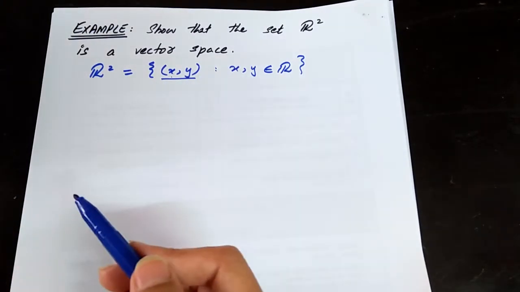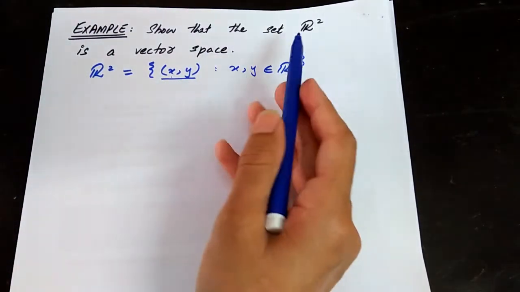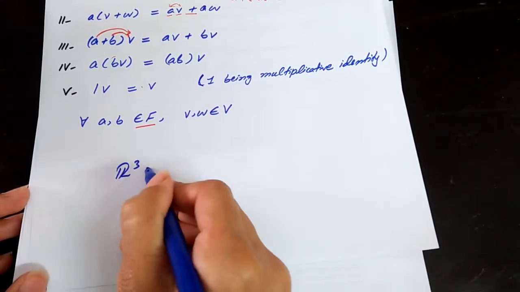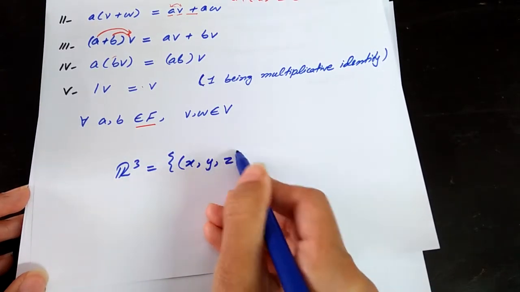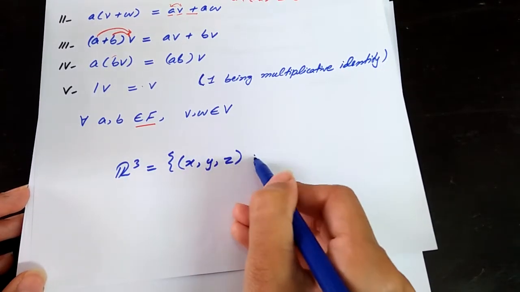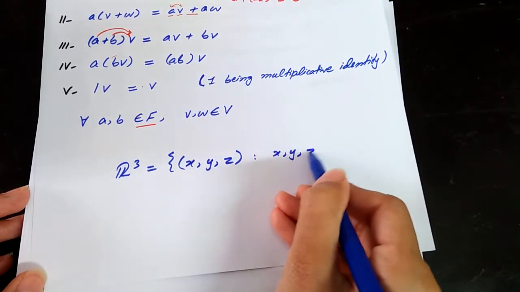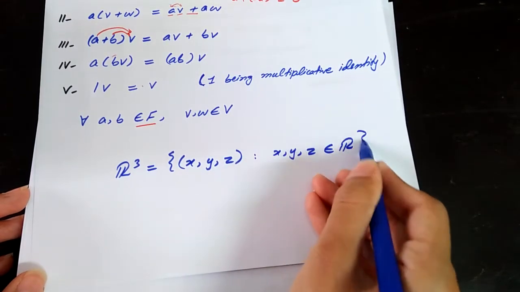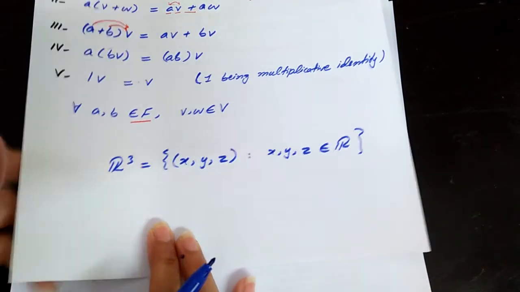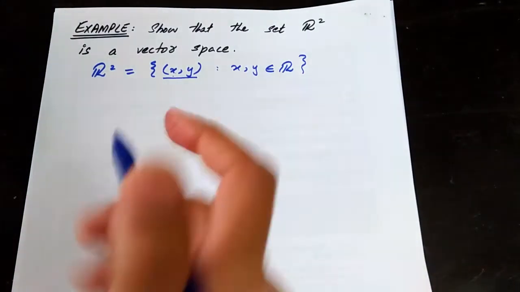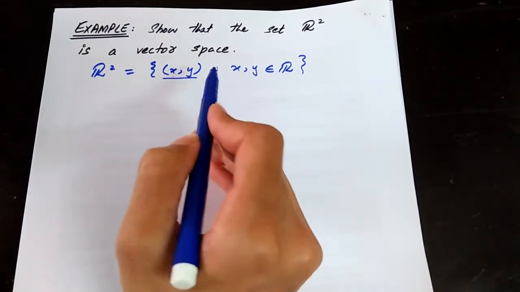If you are given R3, and you have to show that the set R3 is a vector space, then the set R3 will be equal to the set of ordered pairs of the form (x, y, z), such that x, y, and z individually belong to the set of real numbers, and so on. So here you have to prove that the set R2 is a vector space.